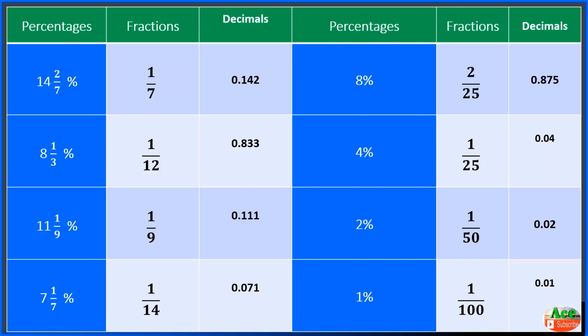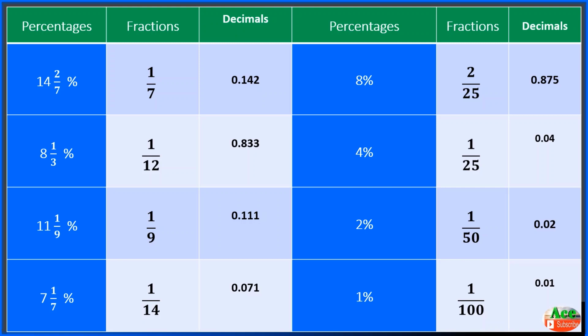8% can be expressed as a fraction 2 by 25, and as decimal 0.875. 4% can be expressed as a fraction 1 by 25, and as decimal 0.04.